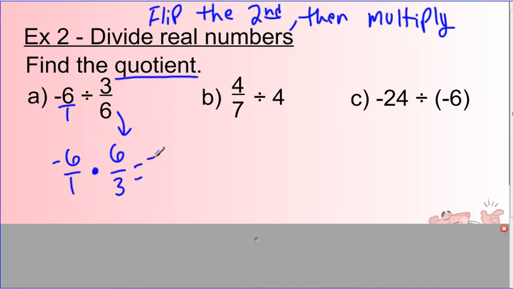So across the top we get -36. Across the bottom you get 3. And -36 divided by 3 is -12. And we're done.